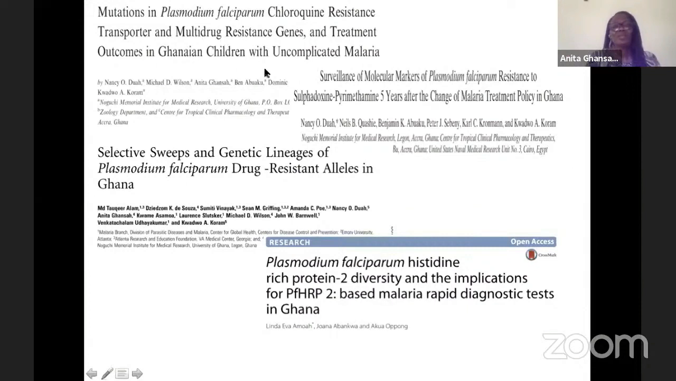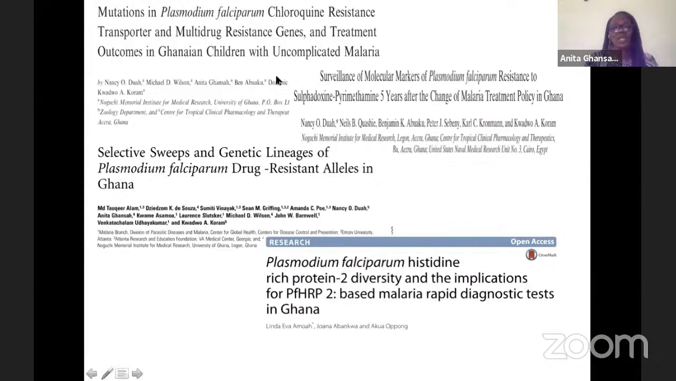So these are some of the few studies we have conducted in Ghana to determine the prevalence of previous drug resistance, like chloroquine resistance, in Ghana. And it is through these studies that we were able to advise the malaria control program to change the policy from the use of chloroquine to the currently used first-line artemisinin combination therapy.